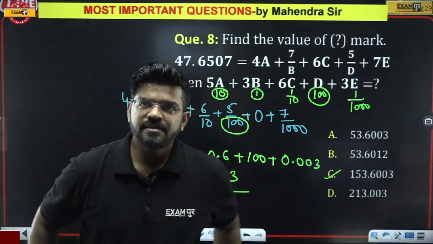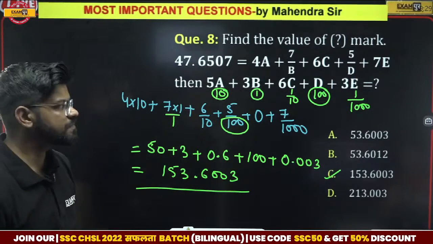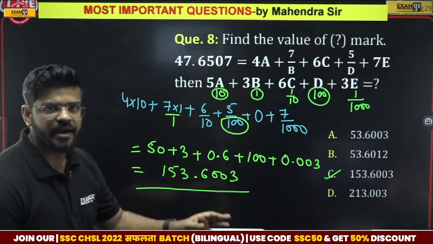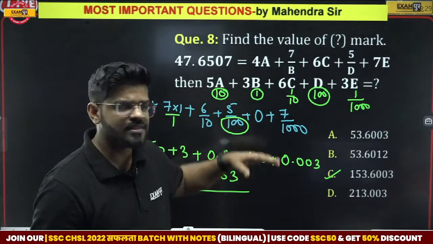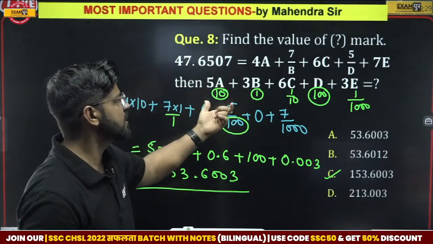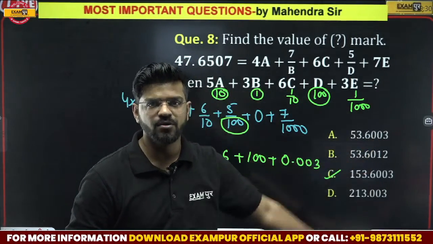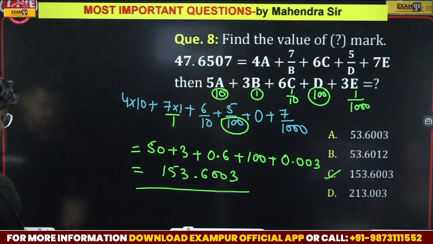So Amrita is here. Yes, Amrita, how are you? Good evening. So option number C is my right answer. Okay, so what you have to do, just compare it like this only, and you just have to put the values here. Okay, so what will be the next question?